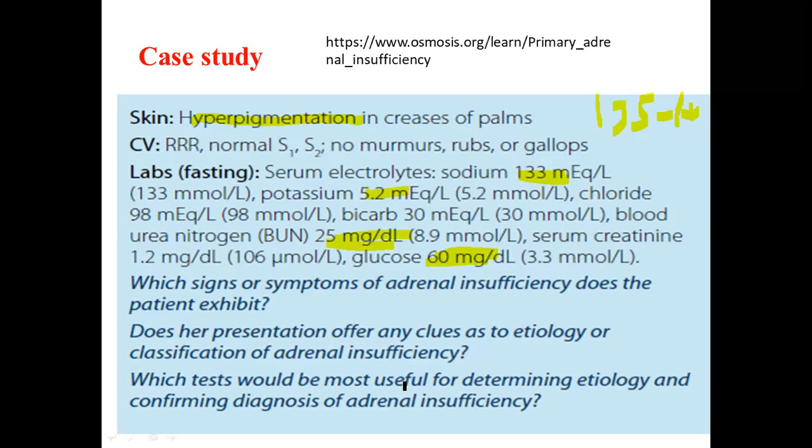Then any other person? Does her presentation offer any clue as to etiology or classification of adrenal insufficiency? Was there any clue? What do you think? Was there any clue about the etiology of her condition from the presentation? Oh, you have no idea. Okay. Alan, you want to try? You can try.